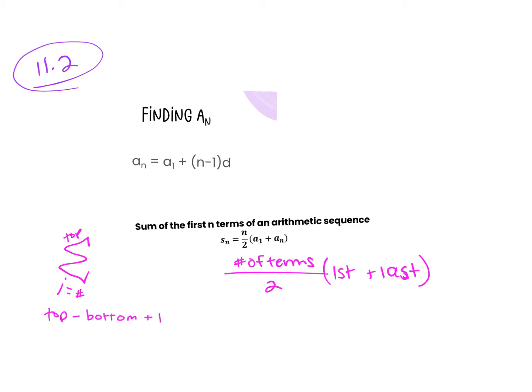So on the test, could there be a question where it's like, is it arithmetic? I mean, could be, sure. And how we know it's arithmetic is if it's the same number. So it could say, is it arithmetic? If it is, find a sub n, and then you'd find the equation like that.